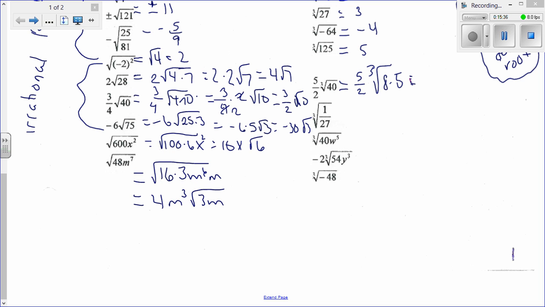So that will be equal to 5 halves out in front. The cube root of 8 is 2. And then I'm left with the cube root of 5. Here, my 2's cancel each other out. So my final answer is just going to be 5 cube root 5.